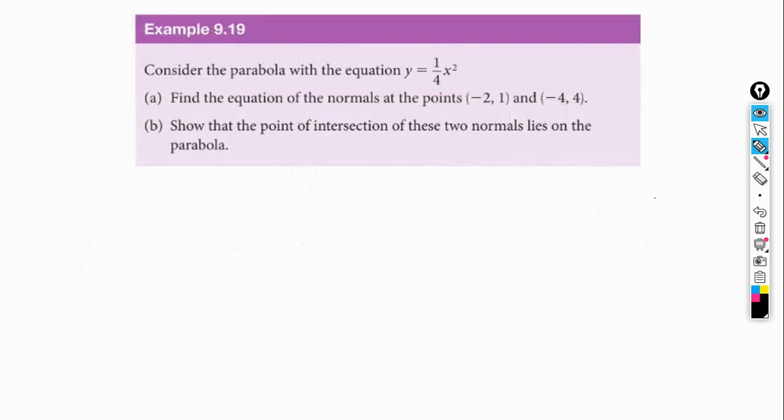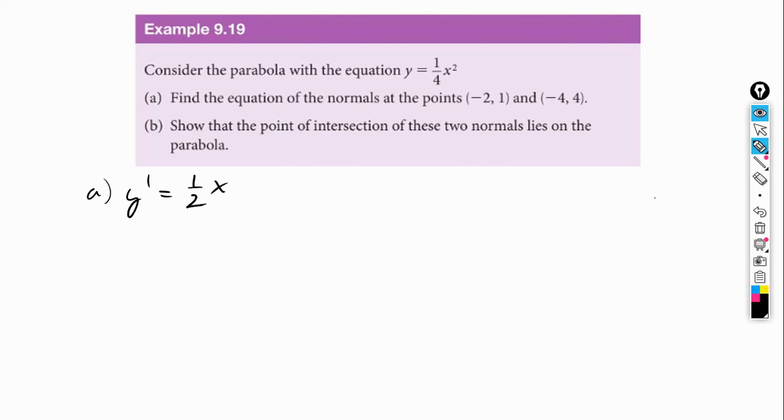Very well, so here we are in example 9.19, which is the last one on this video. It says, consider the parabola with the equation y equals 1/4 x squared. Letter A, find the equation of the normals at the points (-2, 1) and (-4, 4). So let's do that first. Obviously, we need the derivative, just like we've been doing before. The derivative of y is simply going to be 1/2 x.